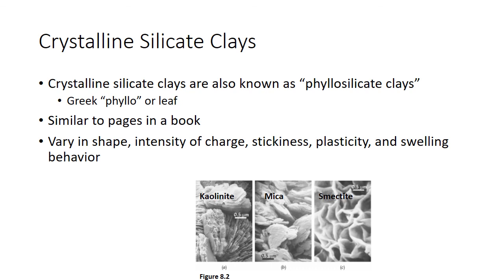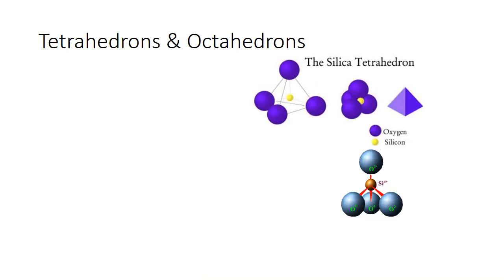So there's a variability in how much charge is associated with each of these minerals, how sticky they are, how plastic they are, and also whether they shrink or swell or not. The building blocks of these silicate minerals are the silica tetrahedron and the aluminum octahedron. So let's talk about the silica tetrahedron first.